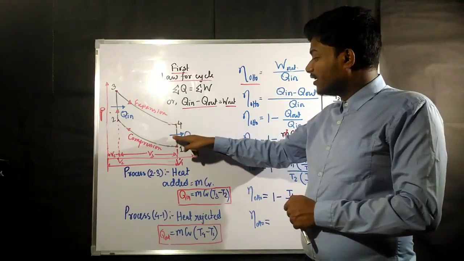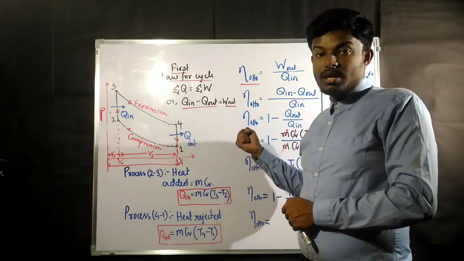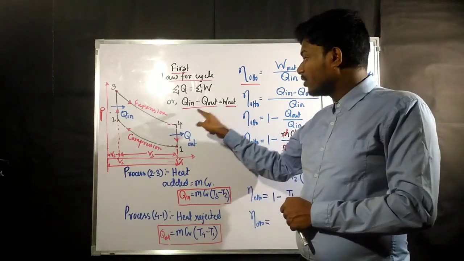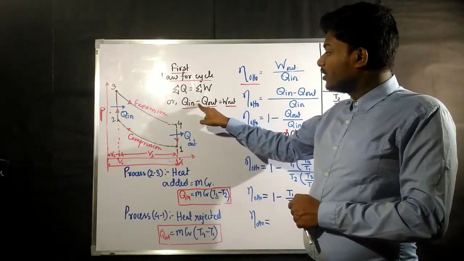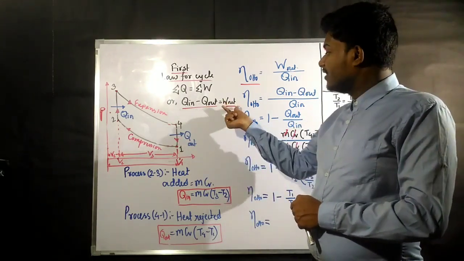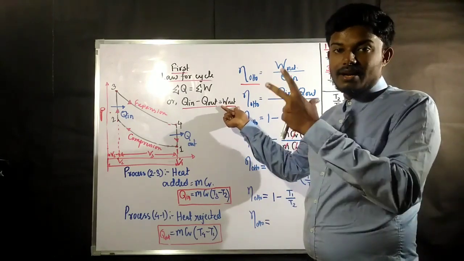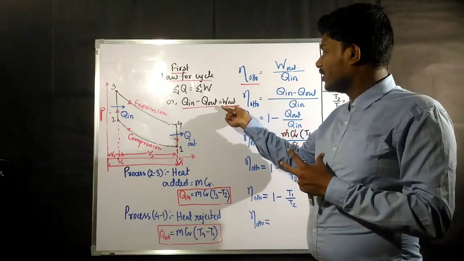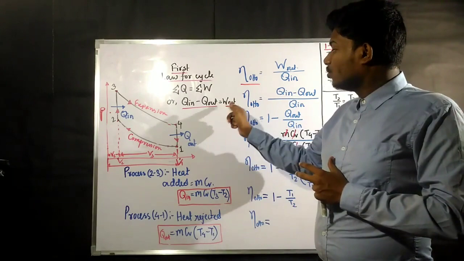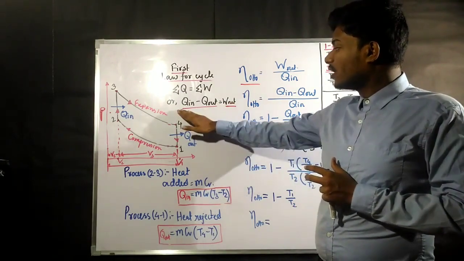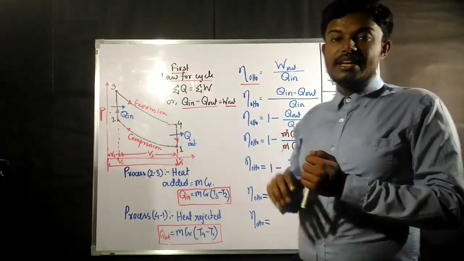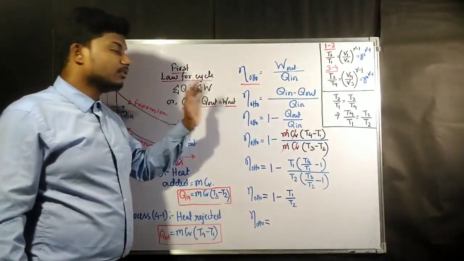And Q out, that is some of the heat is going to get out from the system. That means we are going to put a negative sign here, and this is the W net. The net work transfer we are going to get is W net. So we know that W net is what? The total heat input minus the heat output is going to give you your W net.